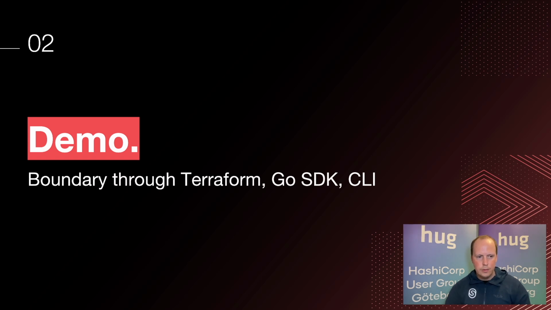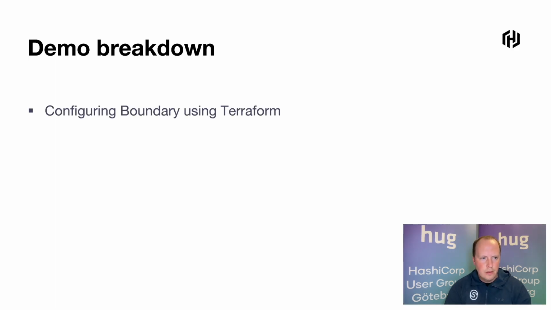All right, so we will be looking at a lot of Terraform code. We'll briefly look at some Go SDK code, and finally a little bit with the Boundary CLI in GitHub. Mainly we will focus on how you configure Boundary using Terraform. There is a lot of code, so I won't be able to go through everything, but I will provide links to the GitHub repository for later.